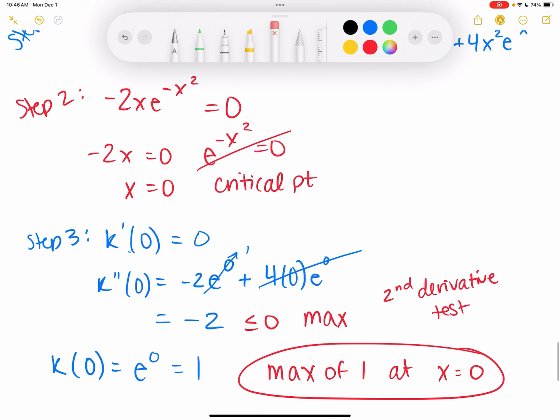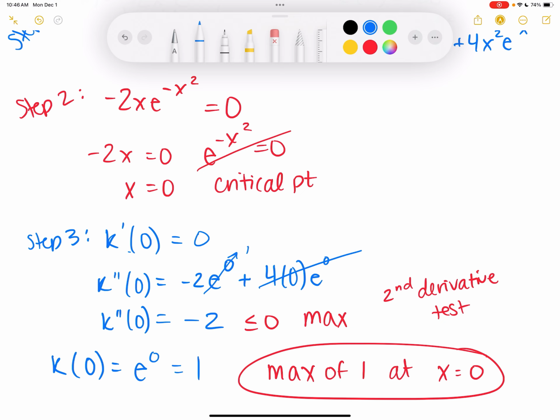Because that's using the second derivative test to help me determine if it's a min or a max. And then, why, when we did step 3 of k double prime, why did you put it like negative 2 is less than or equal to 0? So essentially I was finding the second derivative. So negative 2 is the second derivative value. So this is k double prime of 0.